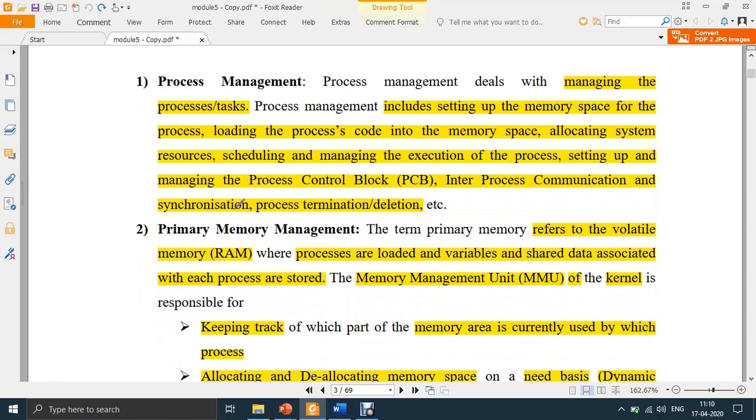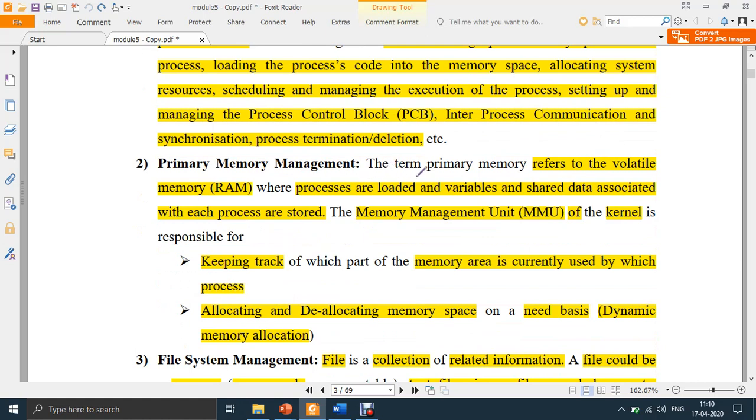Okay. So the next service that the kernel provides is primary memory management. As I told, primary memory means, remember, it is always the working memory or the RAM. The term RAM refers to volatile memory. So RAM, we know that they are volatile, where processes are loaded and variables and shared data associated with each process are stored. As soon as you start a program or an application, it will be moved to the primary memory. And as and when the process executes, it will generate some variables and some data. All these are stored in the primary memory only.